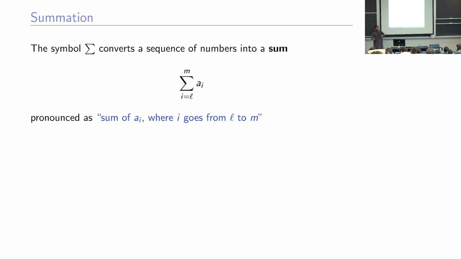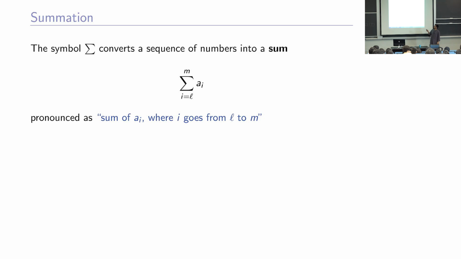Here is what you see, this big, not ugly, very beautiful thing, sigma. This converts a sequence into a series or a summation, right? It's a big operation performed on a sequence. It gives you one number, right? So you can think of it as a function, either a C++ function or a mathematical function, which takes a sequence and outputs a number.